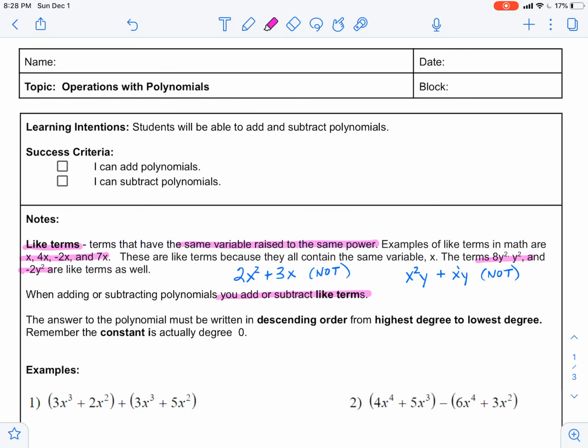The other thing that we need to remember to do all the time is we always write our answer in what we call descending order. That means we take it from the highest degree to the lowest degree, and we talked about degree in the last video. The other thing to remember is that if you have a constant, like the number 3, it is considered a constant. It actually has a degree of 0. Again, that was mentioned in the last video, because remember, x to the 0 is 1, and then that would be, again, 3. So that is always going to be your last, or lowest, degree.